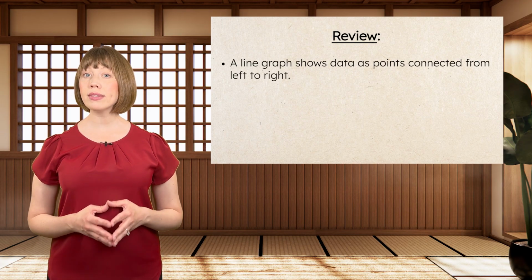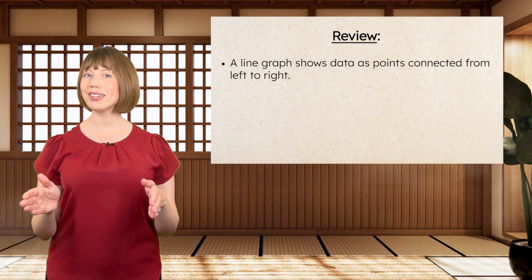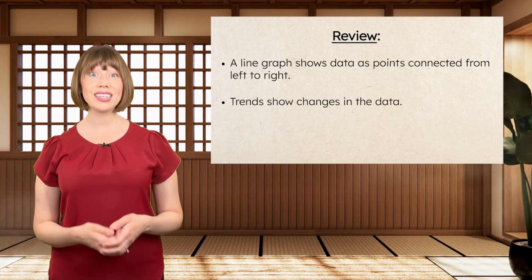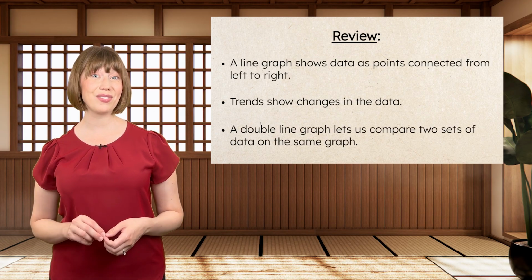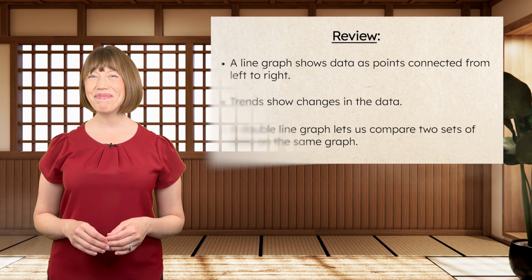So, what have we learned today? We learned that a line graph shows data as points connected from left to right. Trends show changes in the data. And a double line graph lets us compare two sets of data on the same graph.